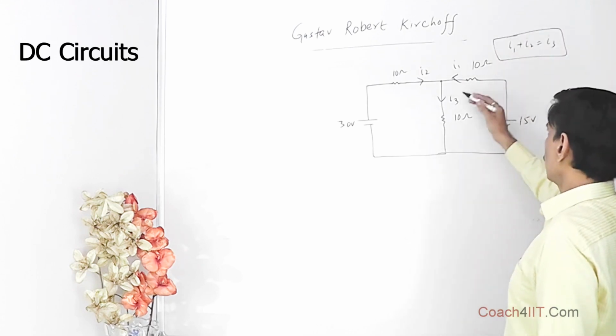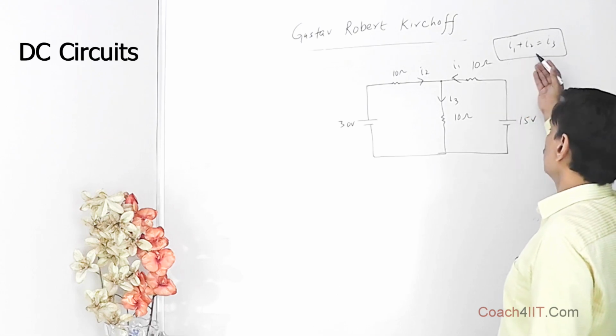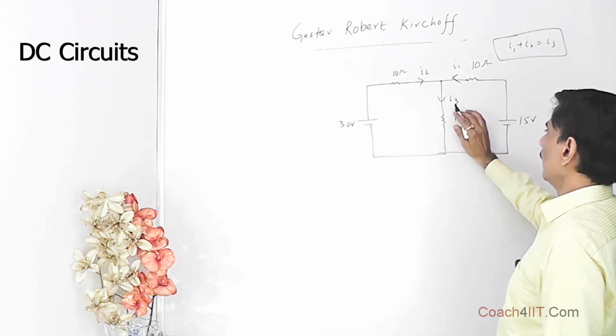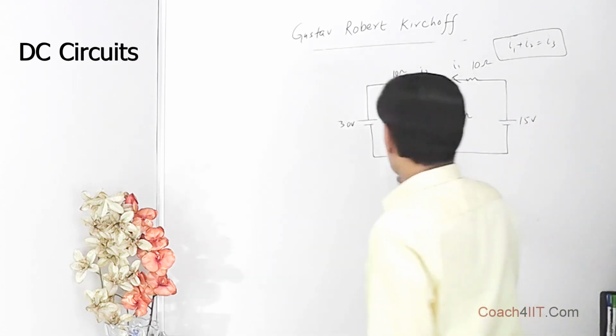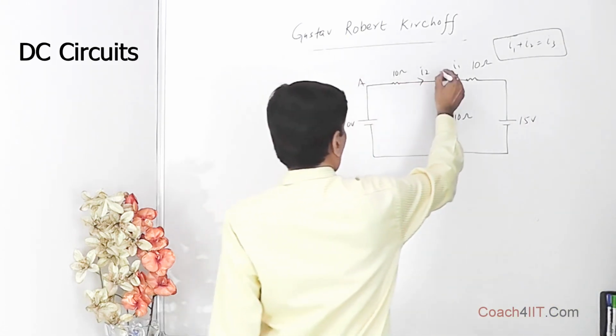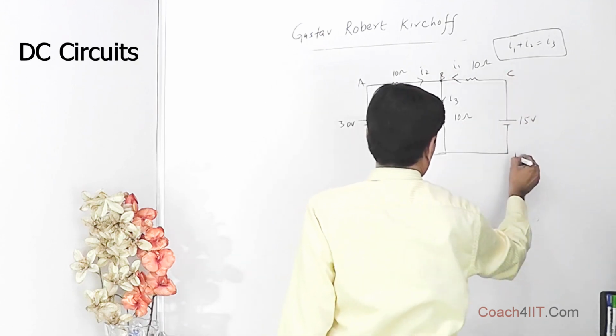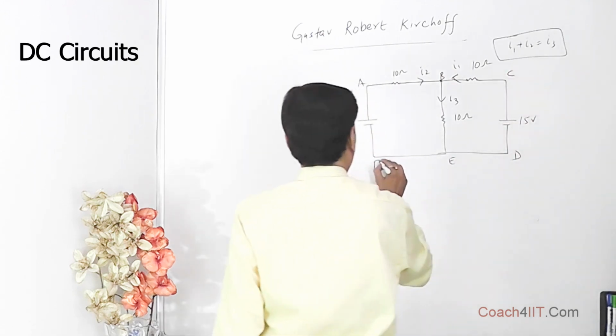Now over here we have three variables. If you wish to reduce the number of variables, you can write directly I3 as I1 plus I2 only. Now let's write the equations for the various loops, that is we intend to apply Kirchhoff voltage law.